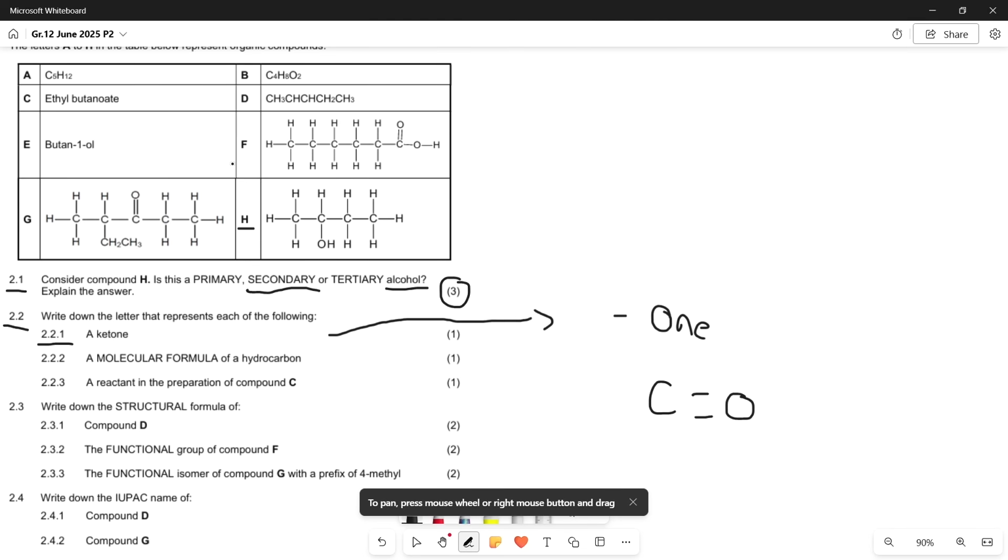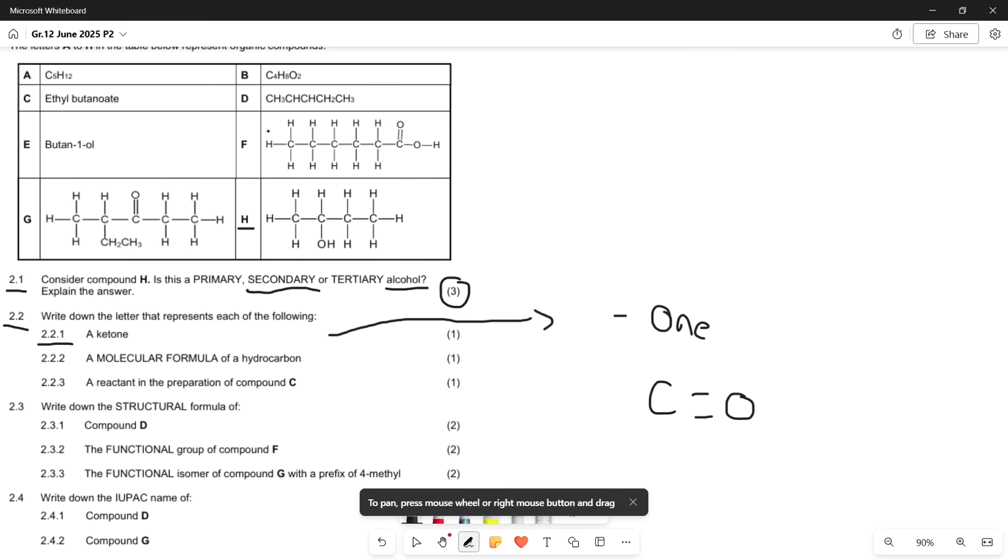So we need to look for a C double bond O, which means we can look at A and we can look at B. B has an O, so we might have to draw it to see if it is a double bond O, but what is helpful is to look at the structural formula so we can see if anything pops out off the bat. H is an alcohol. They told us that in 2.1. So the questions also help us eliminate which ones aren't the answers to the questions that follow. By that I mean we know that it is an alcohol, so therefore for 2.2.1, H will not be a ketone as well.